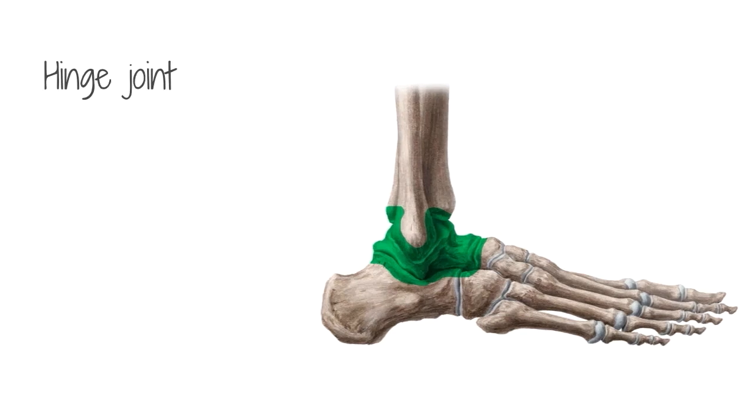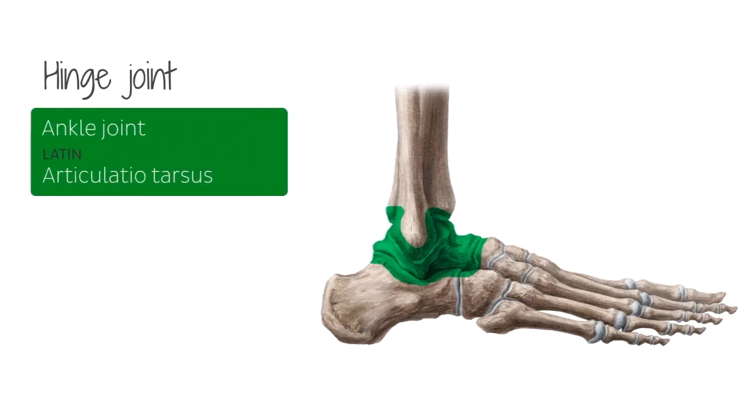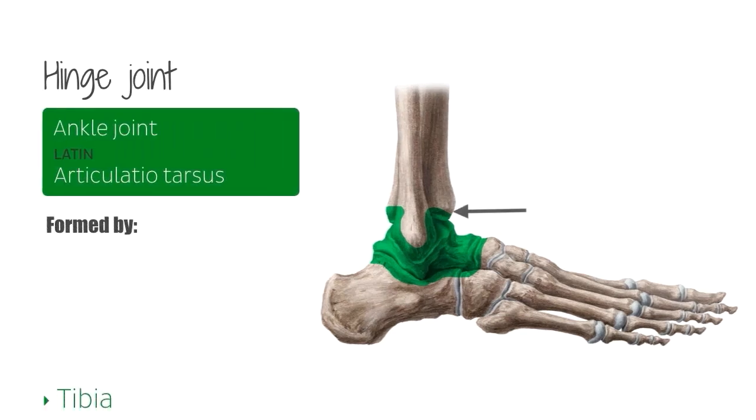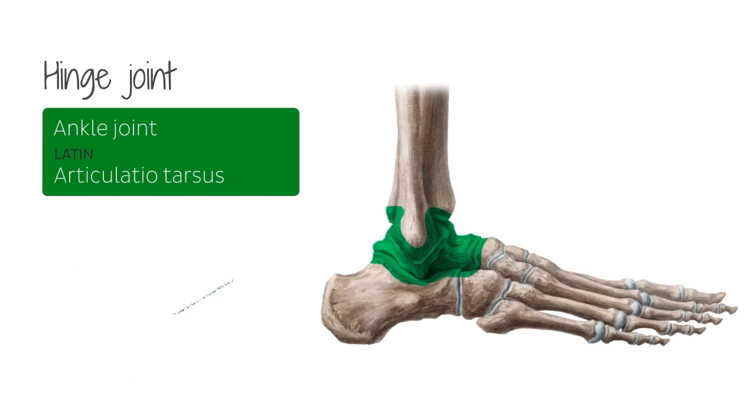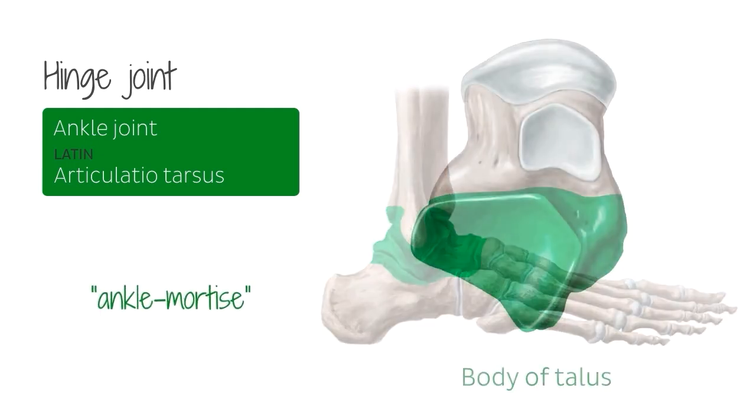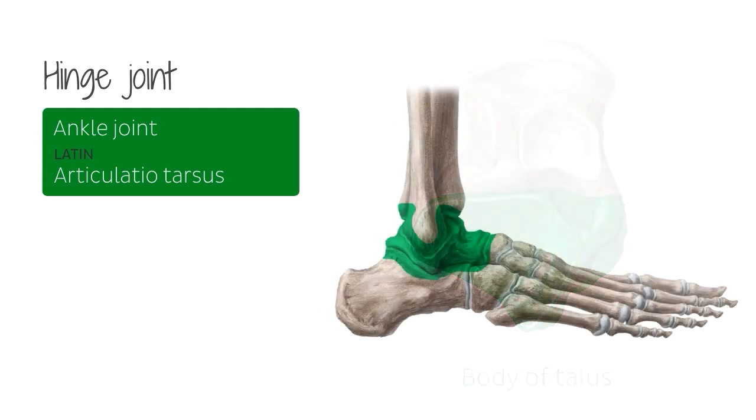At the distal end of the lower leg, we can see the ankle joint. This joint is formed between the distal ends of the tibia and fibula and the talus of the foot. The tibia and fibula form a socket at the ankle known as the ankle mortise, into which the body of the talus fits. The ankle joint is a hinge-type synovial joint, and it allows for dorsiflexion and plantarflexion of the foot, as well as both supination and pronation.